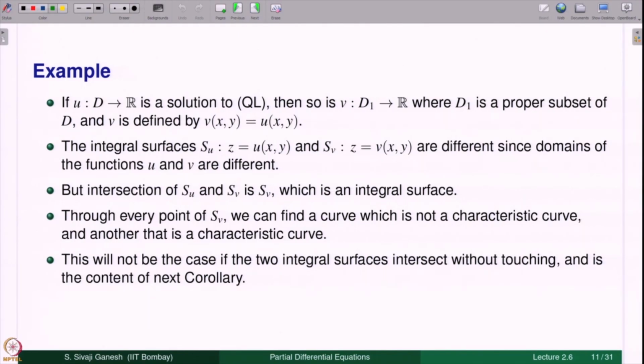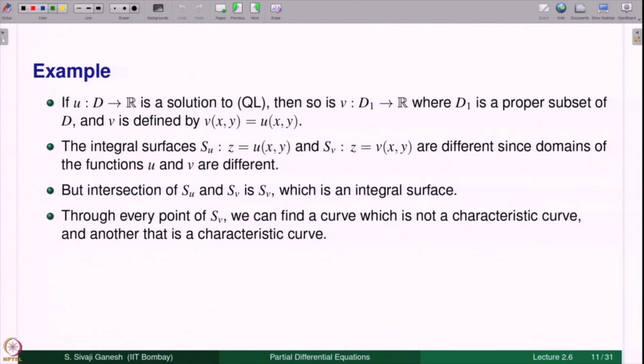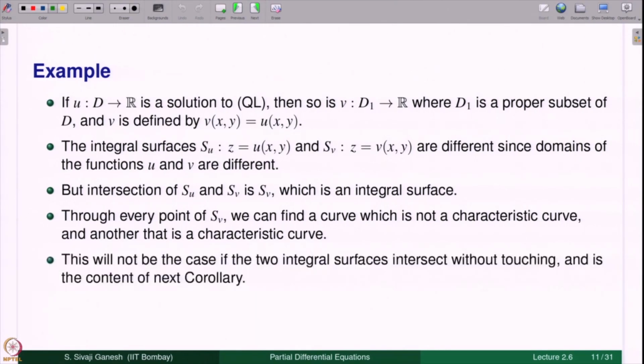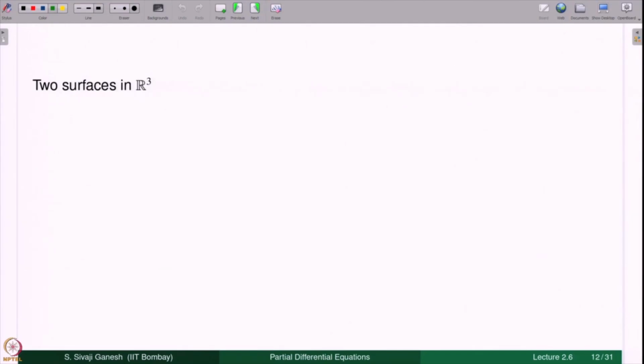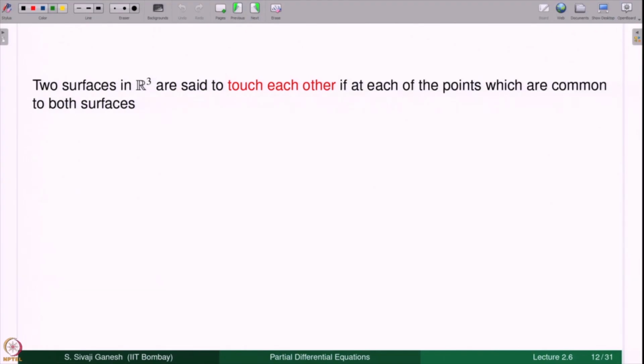So, when is the intersection of two planes a straight line? When they do not match, right? The intersection of two planes is not a line if and only if they are the same plane. For a surface, the planar approximation will be the tangent plane. So, if we say that tangent planes are not the same, then it will be a curve. That is the next corollary. So, two surfaces in R3 are said to touch each other if at each of the points which are common, that means wherever the two surfaces intersect, at those points the tangent planes are the same.